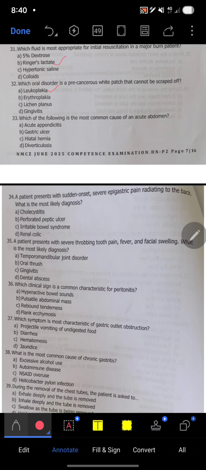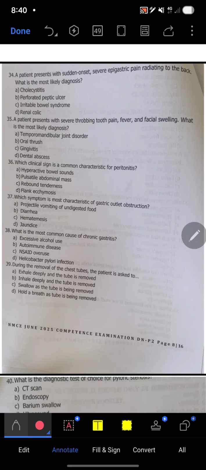33. Which of the following is the most common cause of an acute abdomen? And the correct answer, of course, is A, which is acute appendicitis. 34. A patient presents with sudden onset severe epigastric pain radiating to the back. What is the most likely diagnosis? The correct answer here is B, which is perforated peptic ulcers. 35.